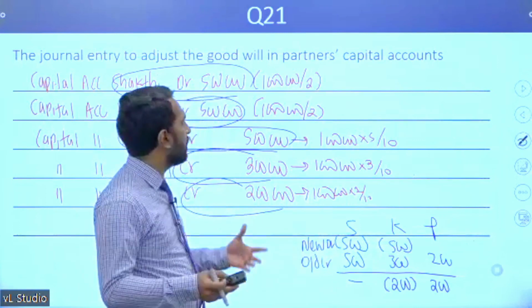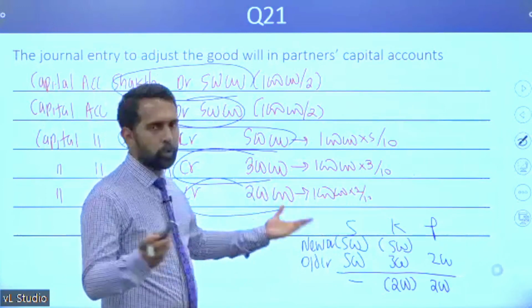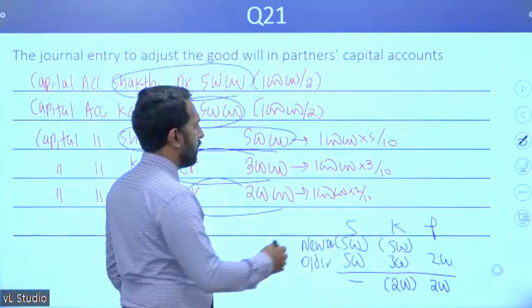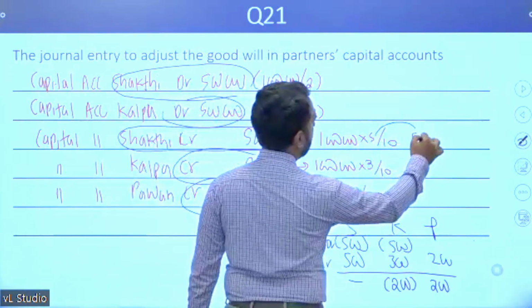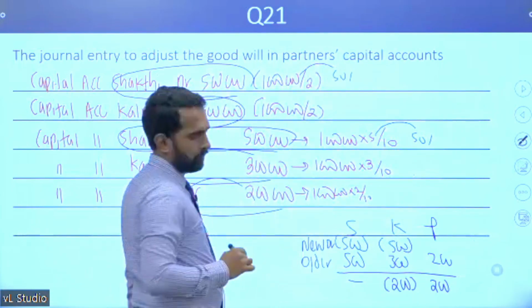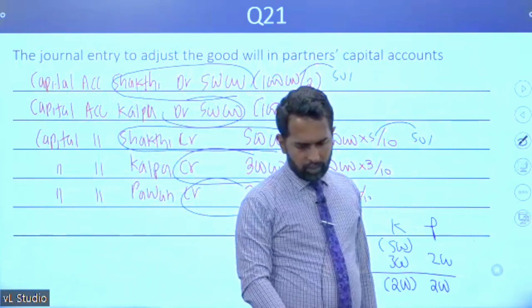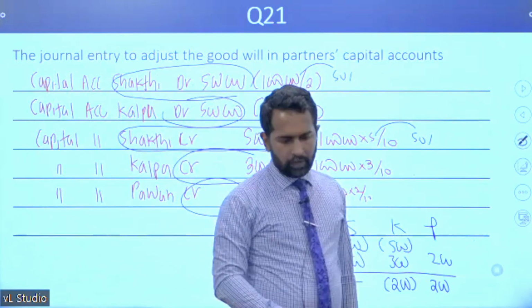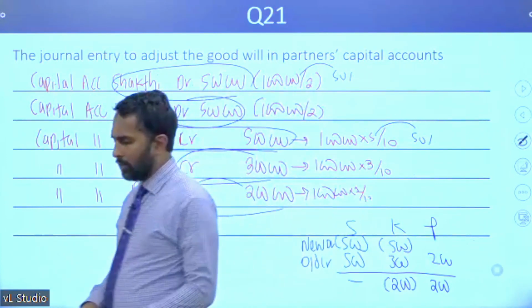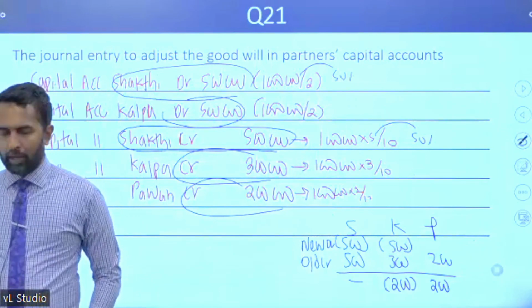Really speaking, there's not that much of a difference to Shakti. Earlier he used to enjoy 50%. Now also he's getting 50%. Okay, are we clear with this idea? This is a question from the 9th lesson in your grade 12 syllabus, partnerships.